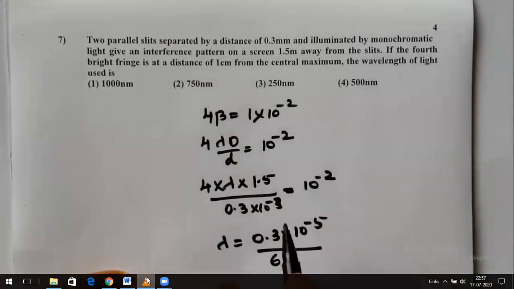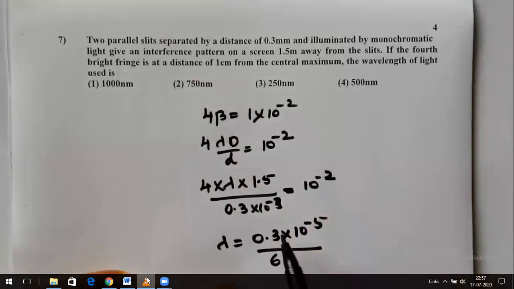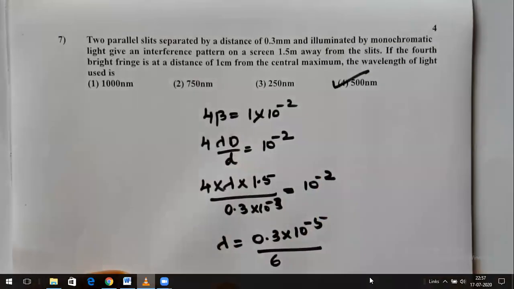And the answer should be like this. Here you have different options: 1,000, 750, 250, 500. So just play with the numbers. 3 by 6 is a half. Half corresponds to 5. So it should be this answer, 500 nanometer.